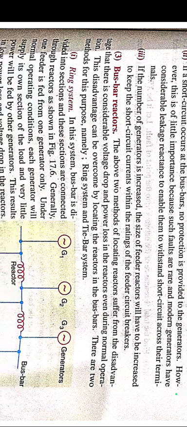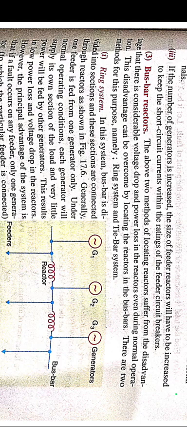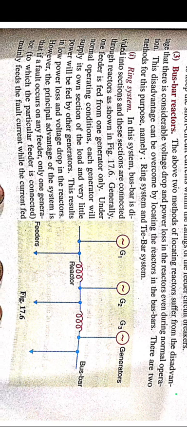Busbar reactor. The above two methods of locating a reactor suffer from the disadvantage that there is a considerable voltage drop and power loss in the reactor even during normal operation. This disadvantage can be overcome by locating the reactor in the busbar. There are two methods for this purpose, namely the ring system or the tie bar system.